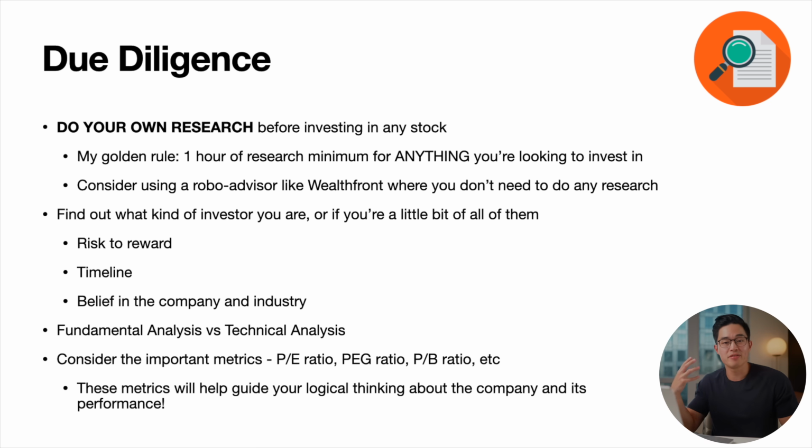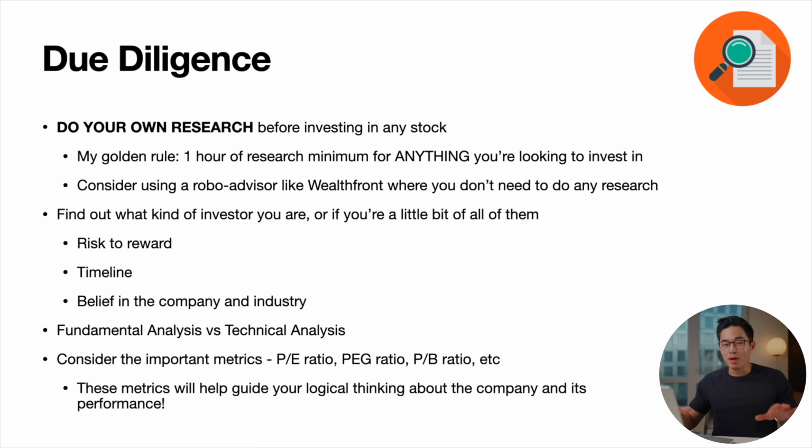Find out what kind of investor you are. Look at your risk tolerance, look at your timeline, and look at how much time you want to devote to researching different companies. The first level of due diligence comes from the brokerage you use. So don't use any phony companies, use something like Webull, Moomoo, or Wealthfront. And the second level of due diligence comes from your own research as the retail investor. So that's looking at the fundamentals and technical aspects of these companies.